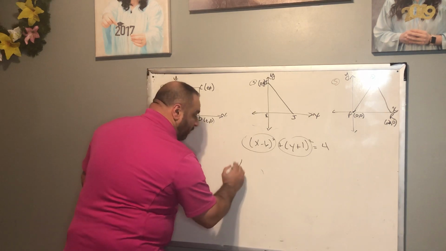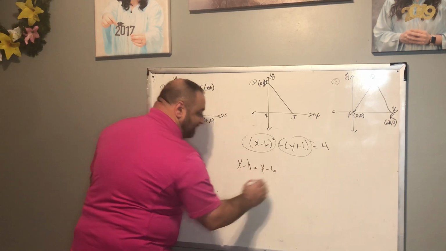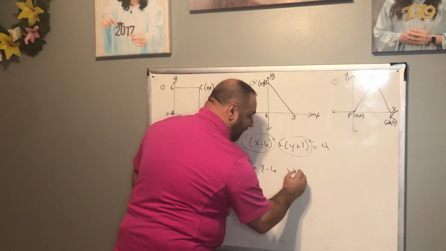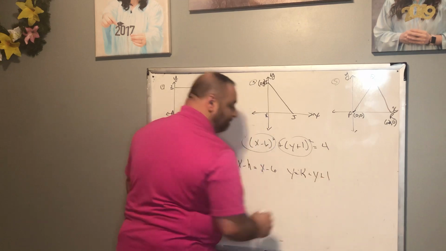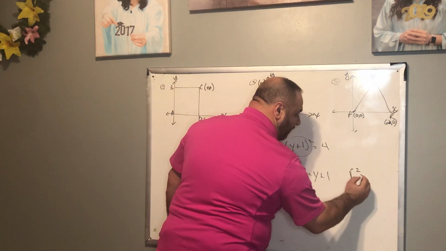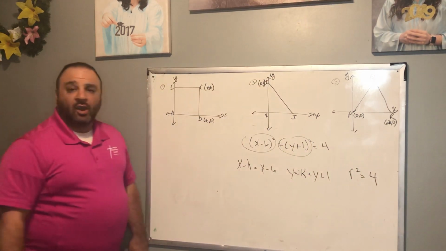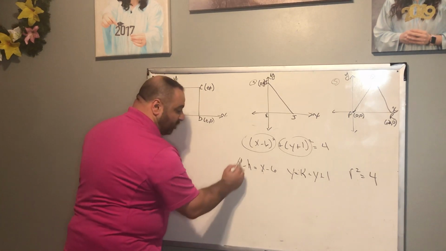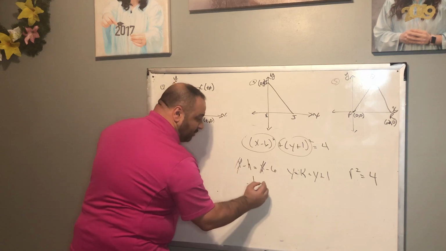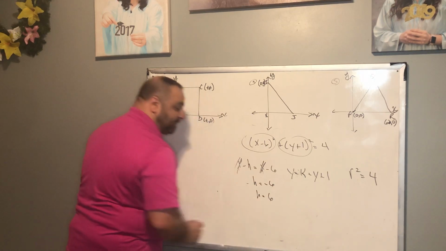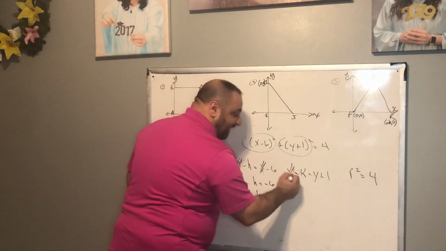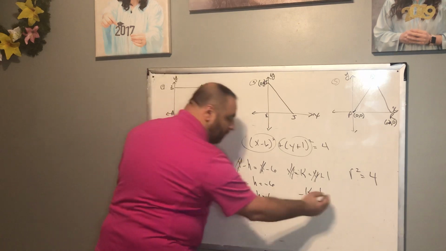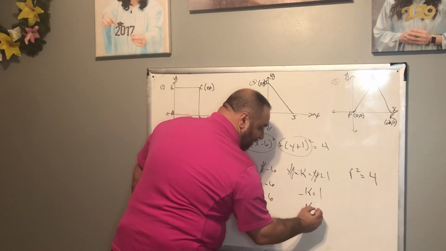So we're going to go x minus h equals x minus 6. And then y minus k equals y plus 1. And then we're going to find r squared equals 4. So let's find our center for our circle, and then we'll find the radius. So again, x is on both sides. Negative h equals negative 6. h equals 6. Okay? And then here, y's cancel out. Negative k equals positive 1. Multiplied by negative 1, and we have k equals negative 1.